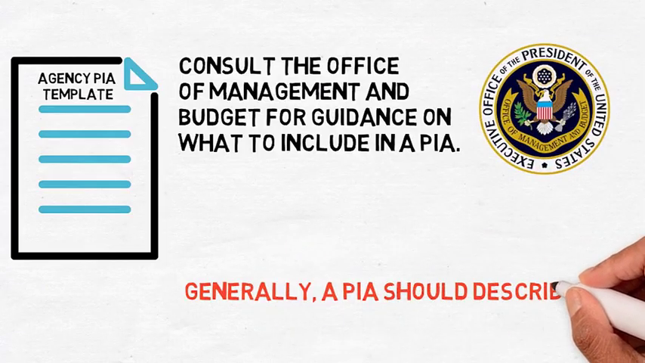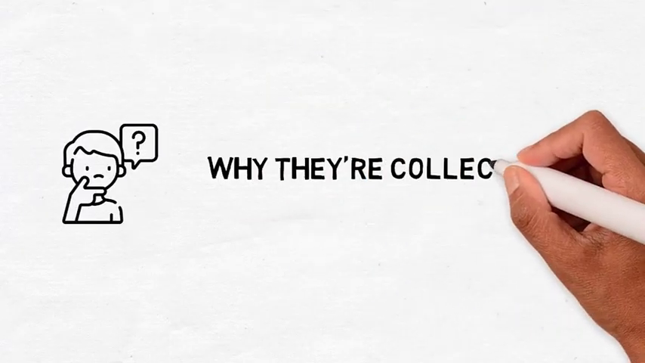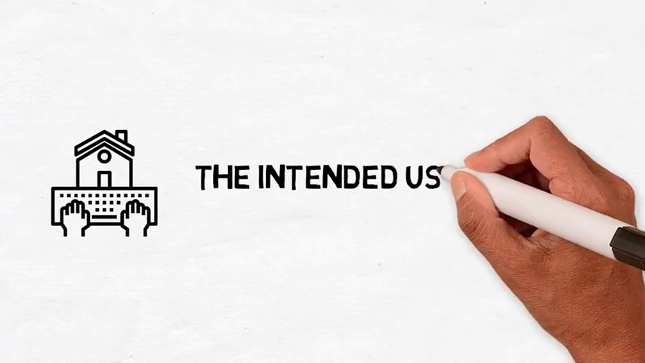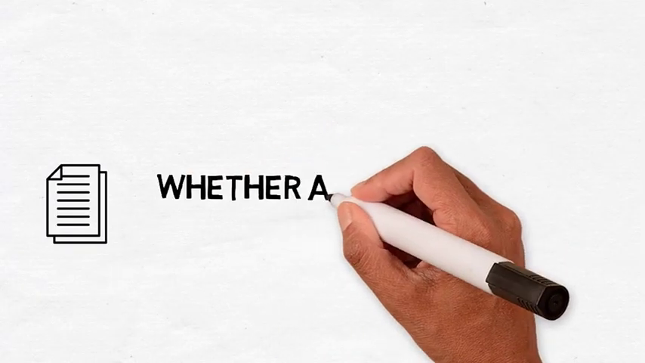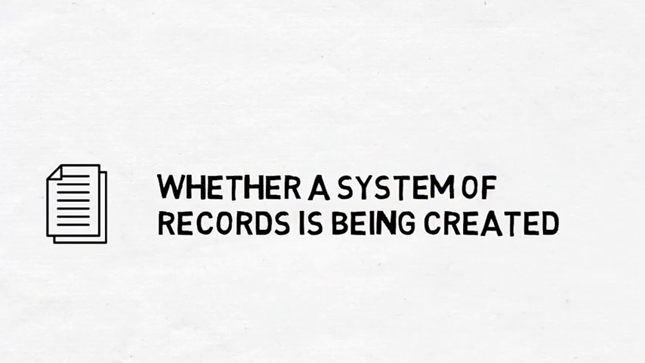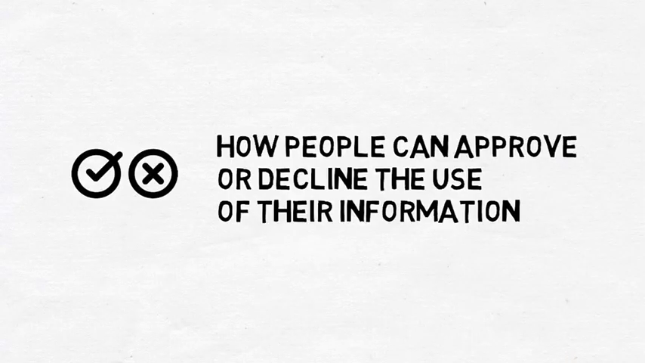Generally, the PIA documents the agency's analysis of what information the agency is collecting, why they're collecting the information, the intended use of the information, who the information will be shared with, how the information is secured, whether a system of records is being created, and how people approve or decline the use of their information.